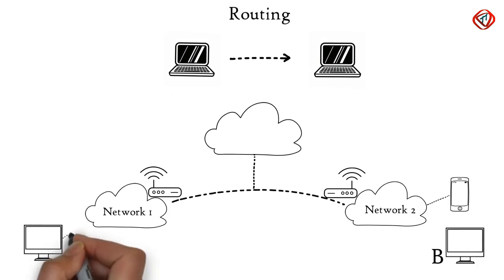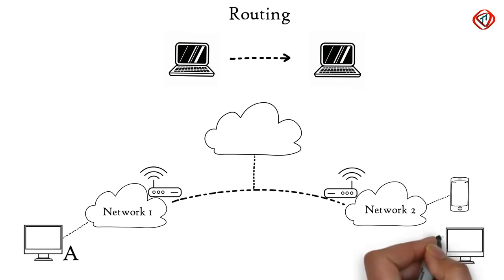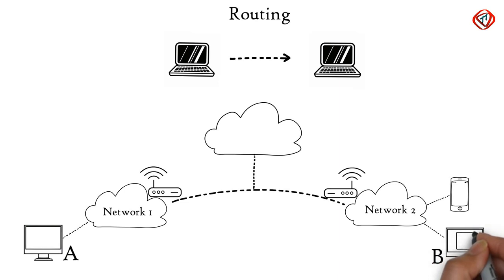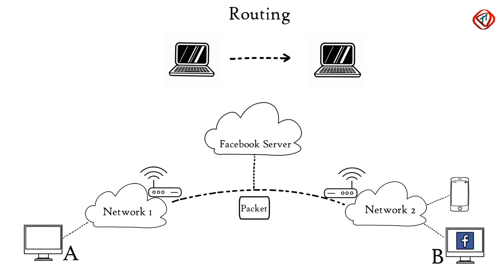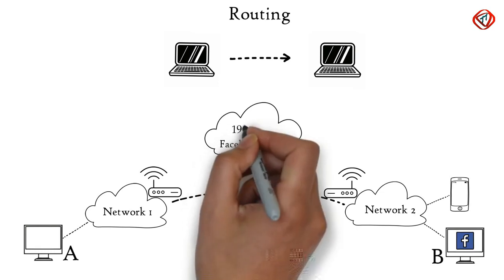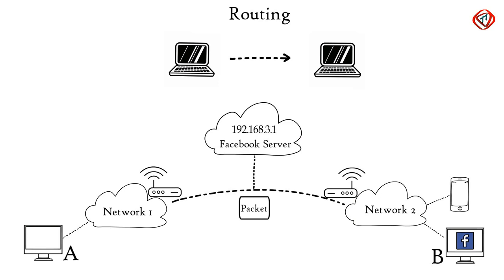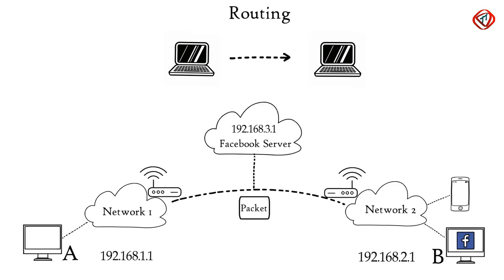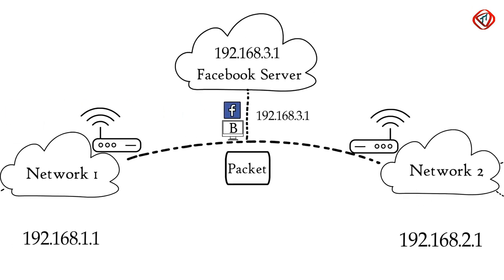Suppose computer A is connected to network 1 and computer B is connected to network 2. From computer B, we have requested to access facebook.com, and now there is a reply from the Facebook server for computer B in the form of a packet. This packet needs to be delivered to computer B only. Since in a network each device has a unique IP address, these both computers will have a unique IP address as well. Network layer of the Facebook server has already added the sender and receiver's IP address in the packet.